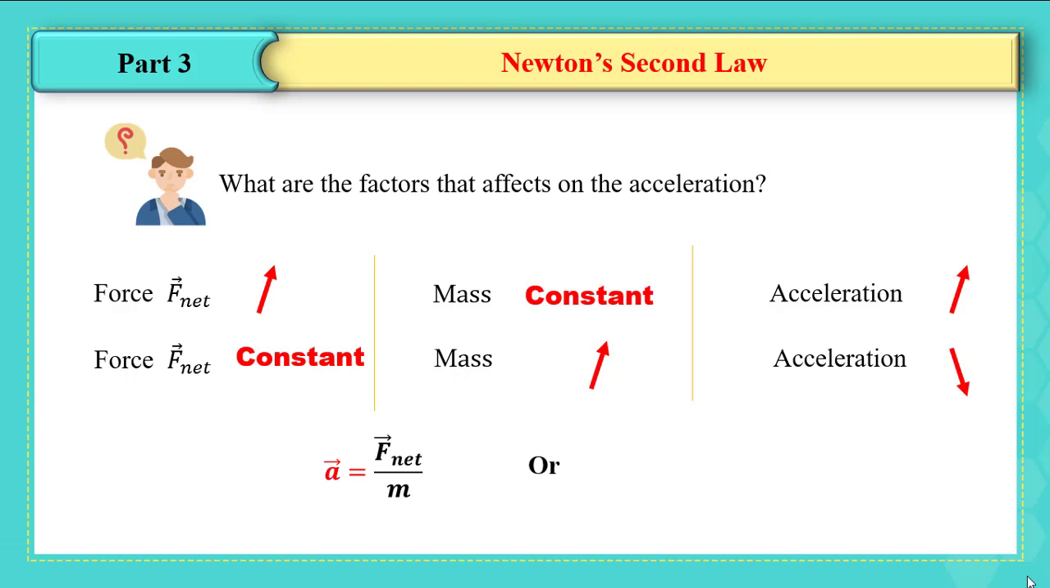Some people like to write it like this: the net force vector equals the mass times the acceleration vector, where in SI units, F is in newtons, mass in kilograms, and the acceleration in meters per second squared. It's important to state that the first law is a special case of the second law where the acceleration is zero.